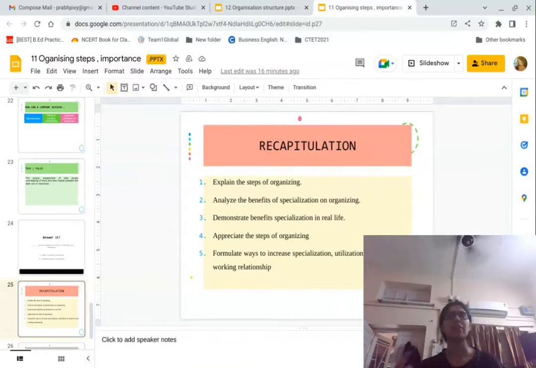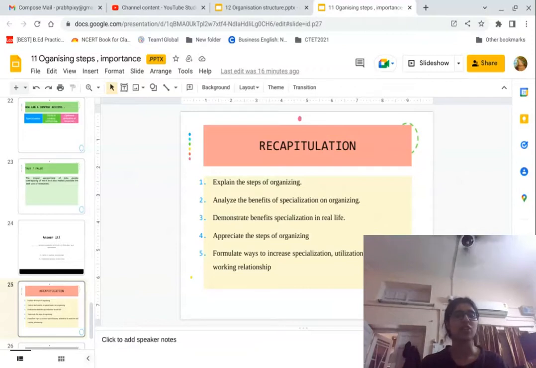And yes, class, what were the examples of specialization in your real life? Okay, Madhu's mother being the tailor, right? What else? Any other examples? Engineer, army officer, very good, class. Okay, yes. Do you think that these steps of organizing are in the right direction? Definitely, because when you see, they are interlinked with each other. They are creating a chain.